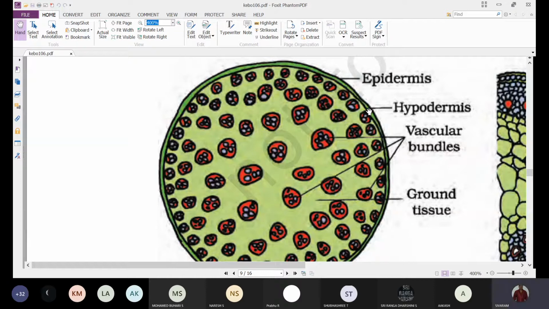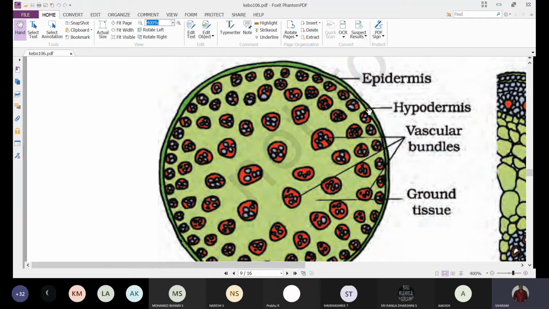pericycle, medullary rays, pith, all these structures are not clearly seen in monocotyledonous plants. That's why this undifferentiated tissue, we are calling it a ground tissue.